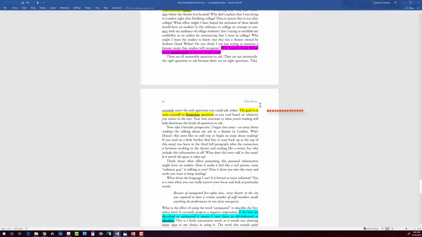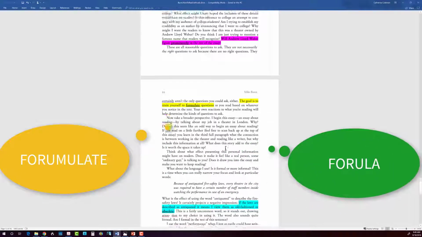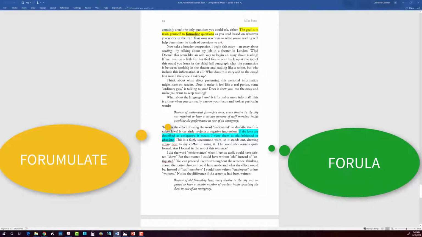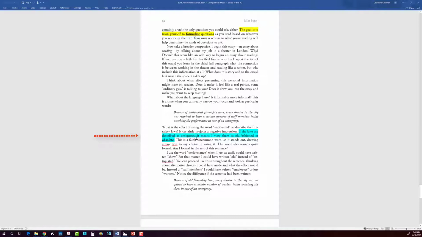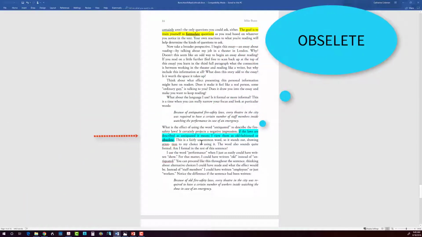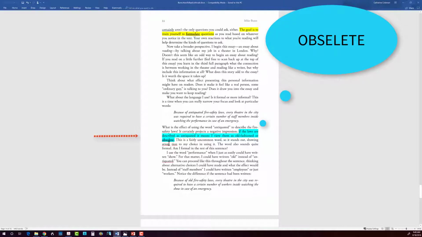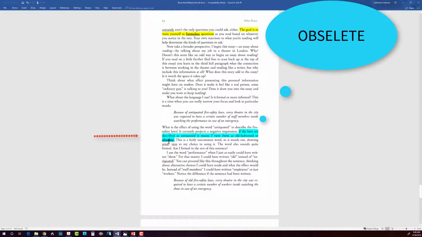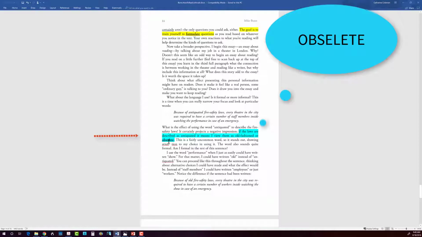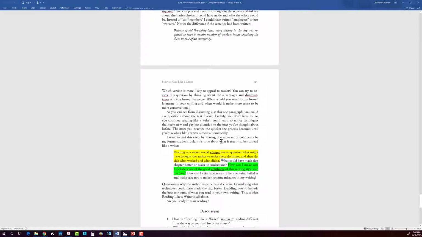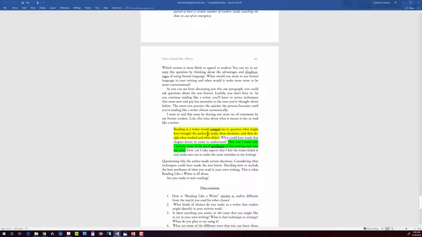Here then on 84 we have formulate, which is another verb. We can see the noun formula within that. The goal is to train yourself to formulate questions. Then we have another adjective, obsolete. If the laws are described as antiquated, it means I view them as old-fashioned or obsolete. Unlike antiquated, obsolete is a word that you might be using a lot, so this is a good adjective to add to your personal lexicon.